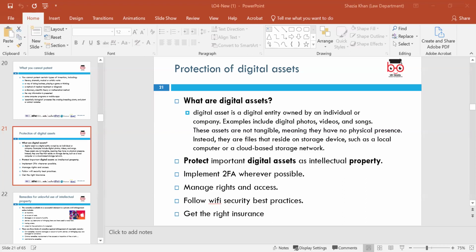So digital assets is a digital entity owned by an individual or a company. Examples include digital photos, videos, and songs. These assets are not tangible, meaning they have no physical presence. Instead, they are files that reside on a storage device, such as a local computer or a cloud-based network. So these are protected through internet sources, as we mentioned, digital assets can be protected through storage devices.